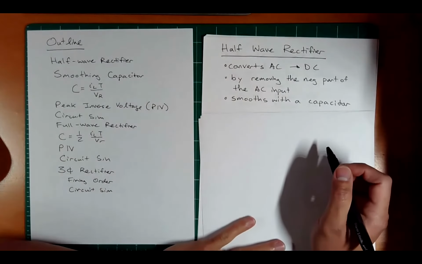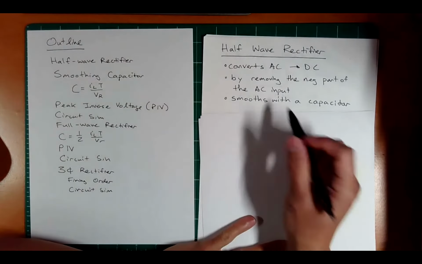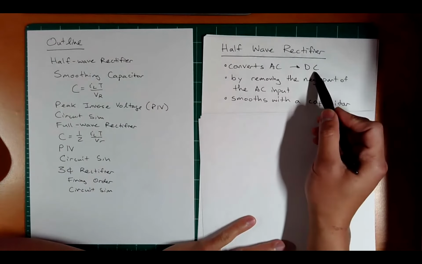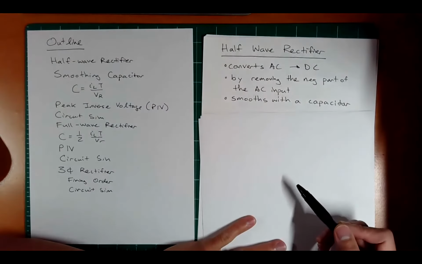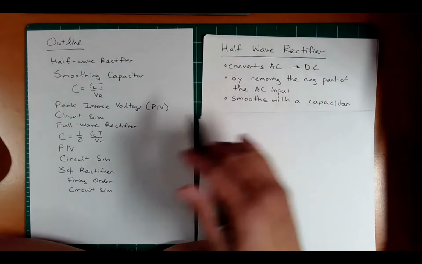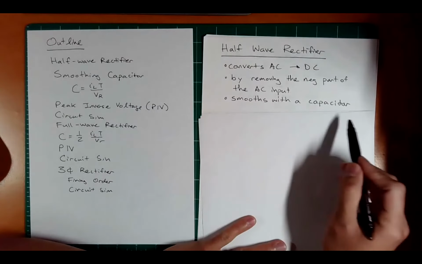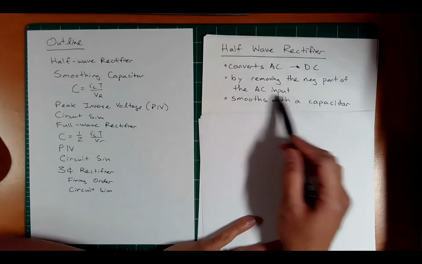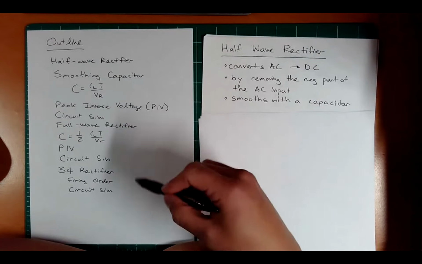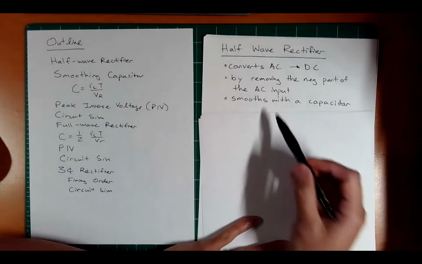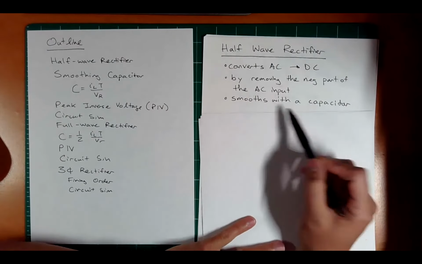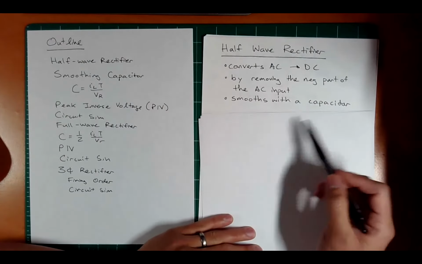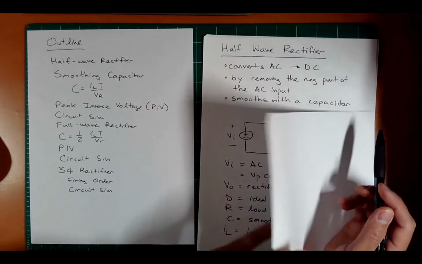So a half-wave rectifier, well, actually all of these will convert AC to DC, right? So you have your AC oscillating signal, and you want to now have it rectified, smooth, in a DC waveform, okay? And the idea is it's going to remove the negative part of the AC input, right? So the AC input goes positive, negative, and this kills the negative. And we smooth it with a capacitor at the output because the output will be bumpy without a capacitor.